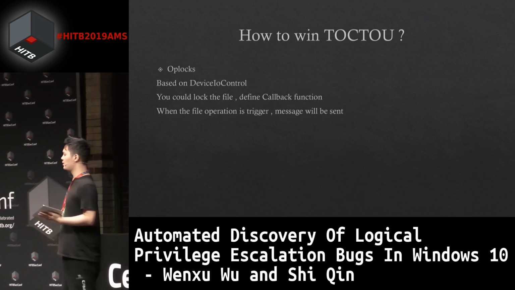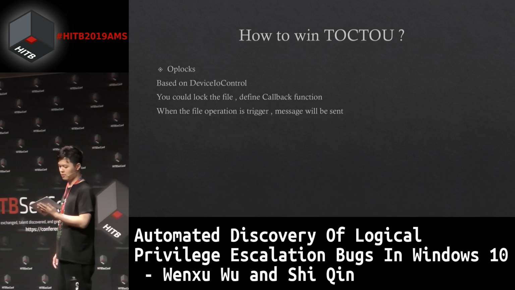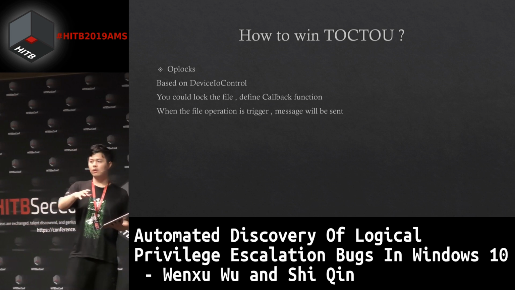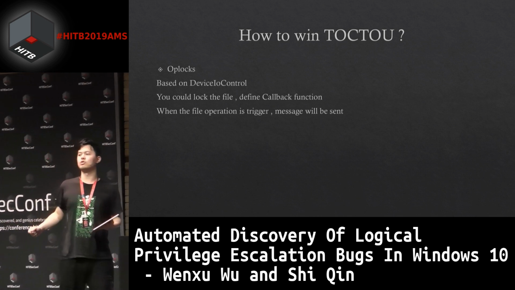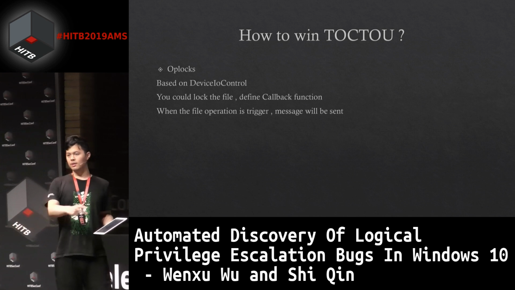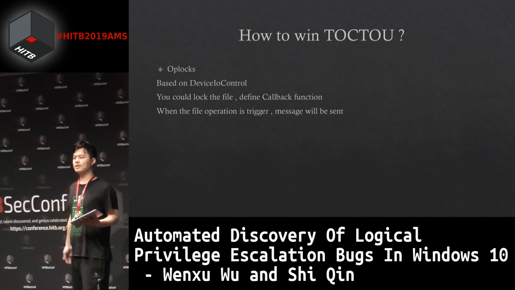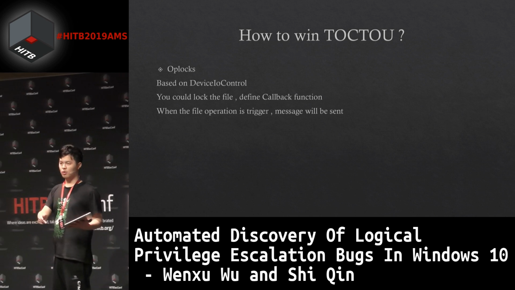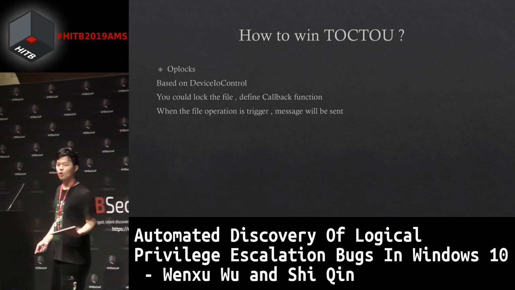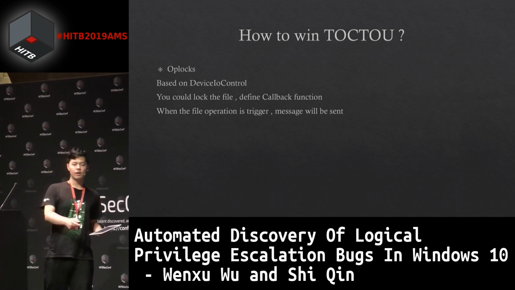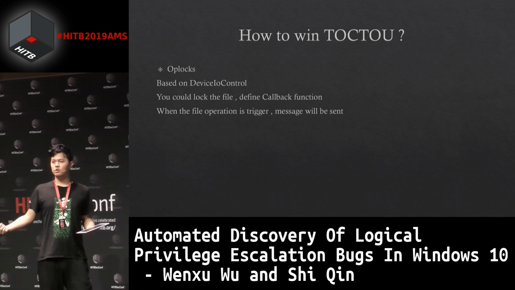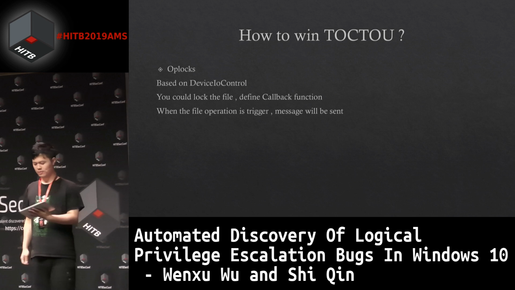OPLock is based on the function DeviceIoControl. And you could lock the file, just define a callback function for it. When the file operation actually happens, you'll get notified and just execute your callback function. That is to say, we could just rewrite the file to a junction to the target file so that we could read it.